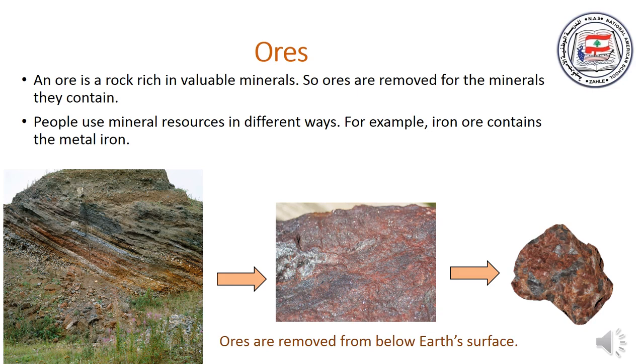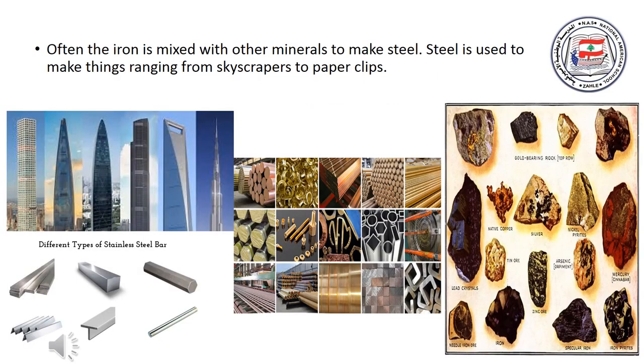So if you look at these pictures, ores are removed from below the Earth's surface. So here we have veins of iron ore. If we zoom in on the picture, we can see what the iron ore looks like. It is the middle picture, and this is an iron ore rock. Often the iron is mixed with other minerals to make steel. Steel is used to make things ranging from skyscrapers to paper clips.